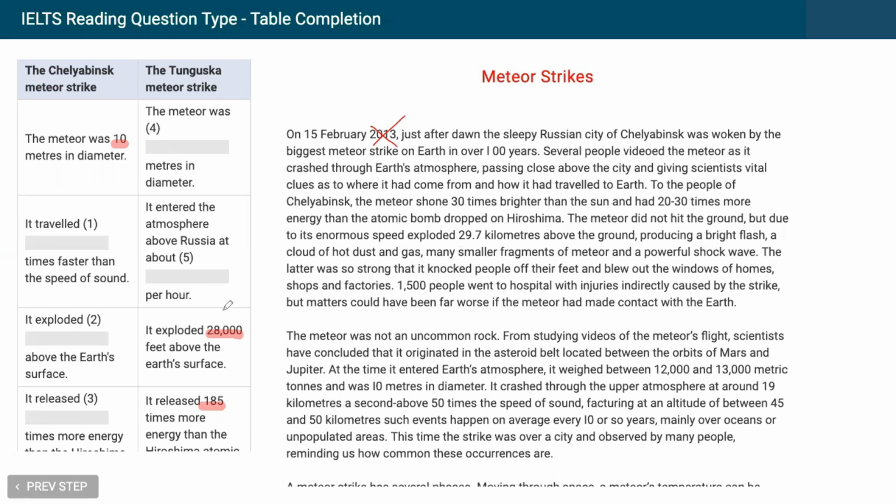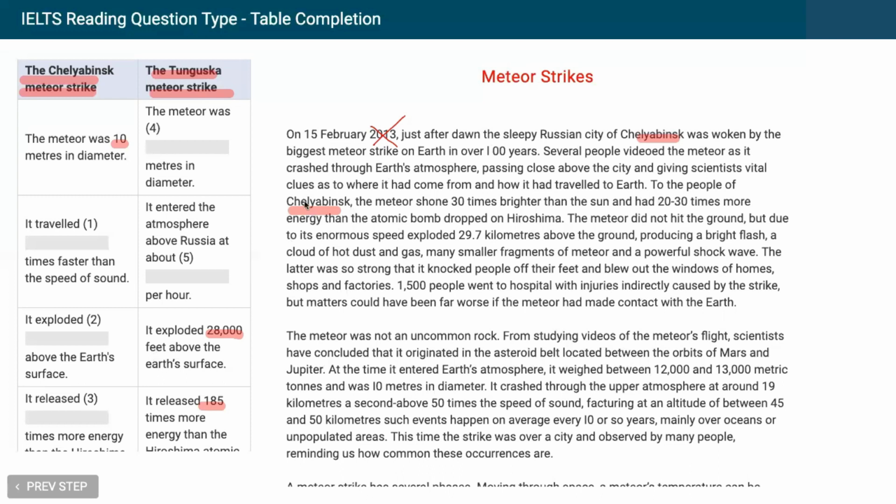But really think about these numbers, because in a way, these are your keywords. And of course, you don't want to forget your headings. So we have Chelyabinsk and Tunguska meteor strikes to scan for. And if I start just with these headings, I already see Chelyabinsk right in the first paragraph, also here above. So we can start here and we can scan for our keywords.